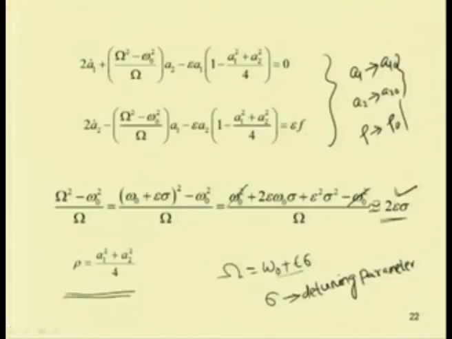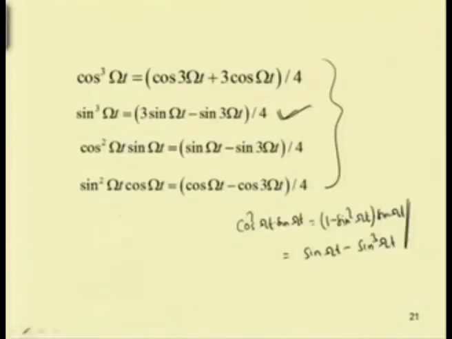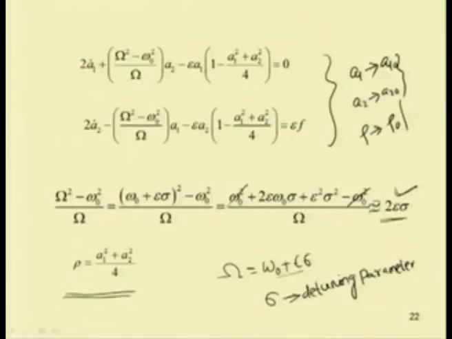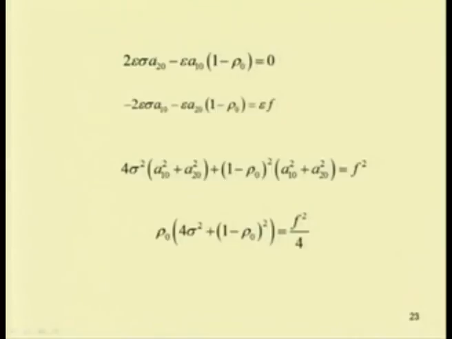The purpose of taking this f: instead of taking a forcing amplitude f, in this case the forcing amplitude is taken as epsilon f omega, so that one can cancel omega from both sides and get a simpler expression. So, one can write this equation in this form. 2 epsilon sigma A20 minus epsilon A10 into 1 minus rho 0 equal to 0, and the second equation becomes minus 2 epsilon sigma A10 minus epsilon A20 into 1 minus rho 0 equal to epsilon f.